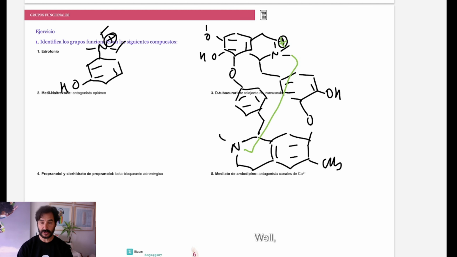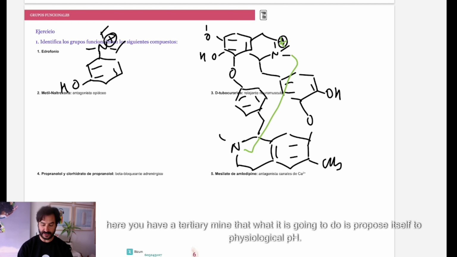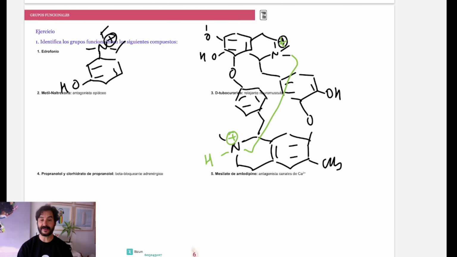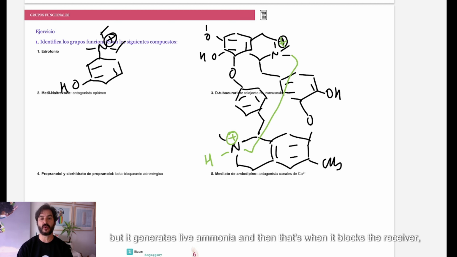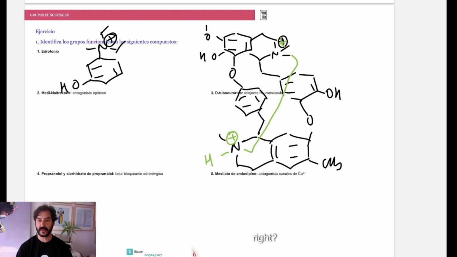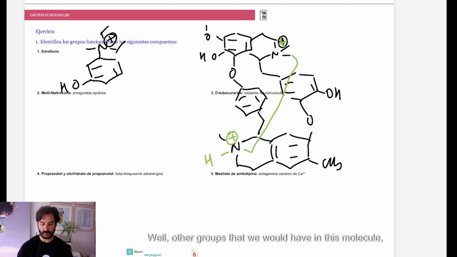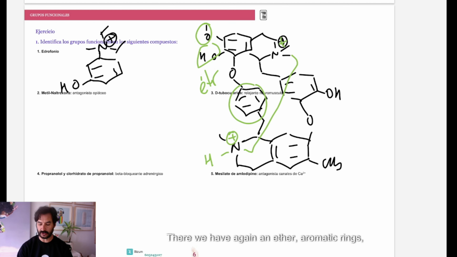What's going on? Here you have a tertiary amine that is going to protonate at physiological pH. It's a reversible process, but it generates free ammonia, and that's when it blocks the receptor. Other groups that we would have in this molecule: ethers, phenols, alcohols, ethers. There we have again an ether, aromatic rings, an alcohol, an ether. Okay, then we have it out there again, painted well.